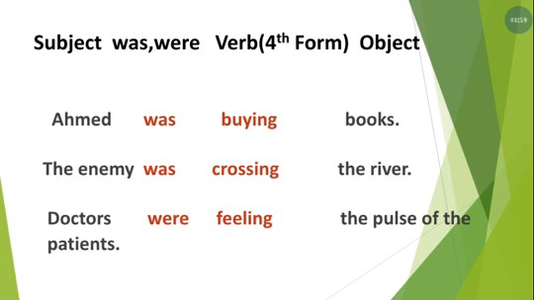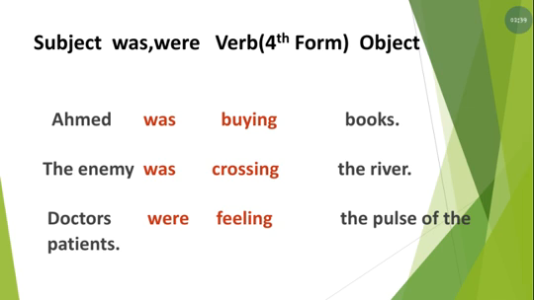After the subject, you will use the helping verbs. They would be was and were, and you will use them according to your subject. If your subject is singular, you will use was. If your subject is plural, you will use were. But with you, we use were.